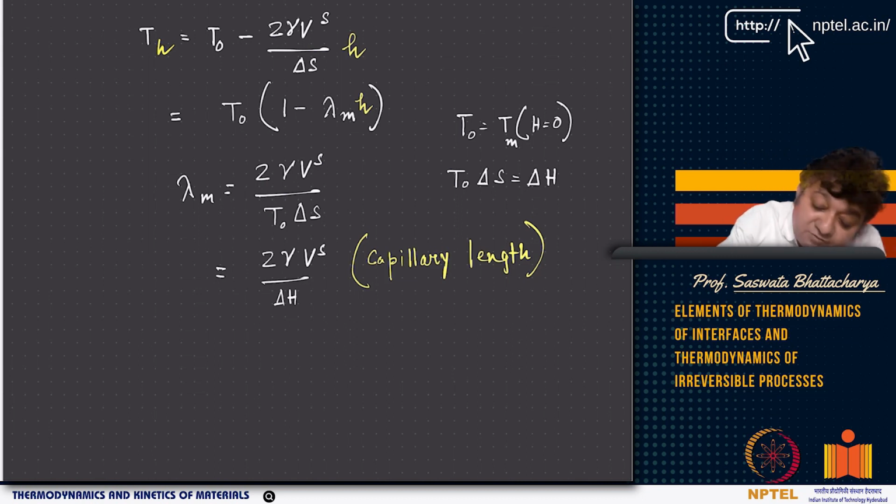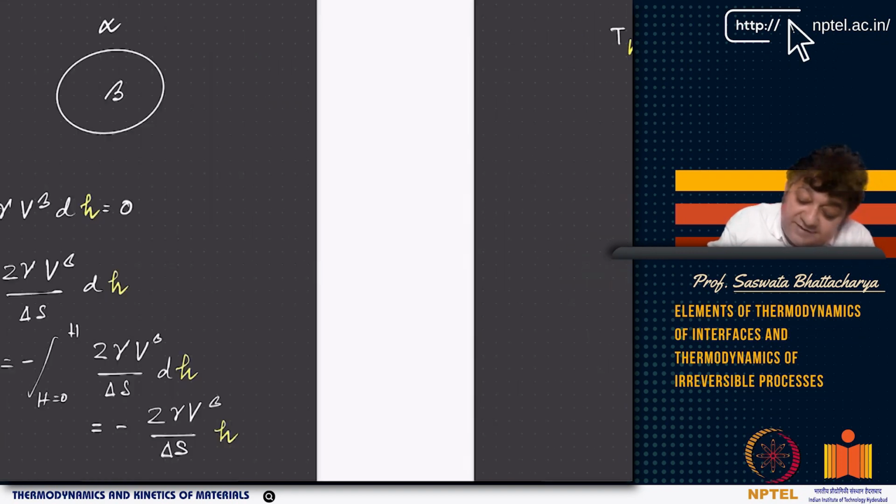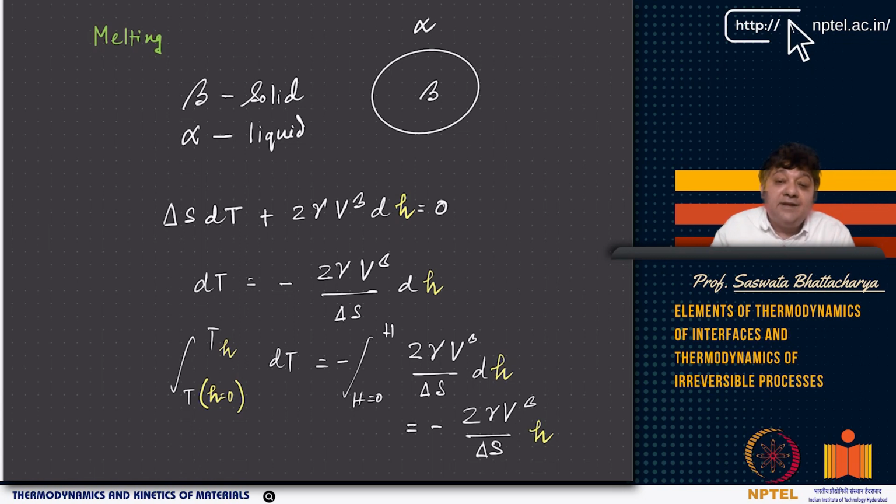And here you can do a little bit of manipulation. Now if you look at that, you have 2 gamma and Vs is what? Vs is the excess quantity associated with the volume, correct? So beta is the solid, alpha is the liquid, and you have delta S dT and 2 gamma V beta. V beta is the volume of the beta phase. So if you look at this, minus 2 gamma V beta by delta S.